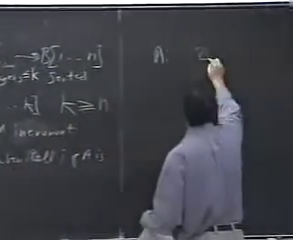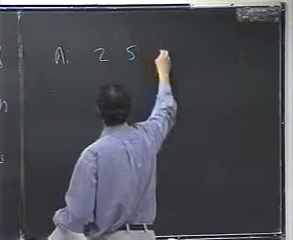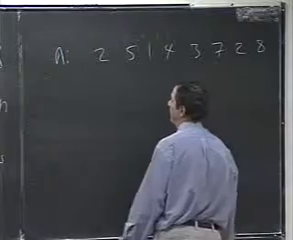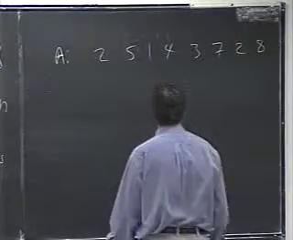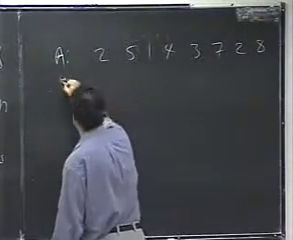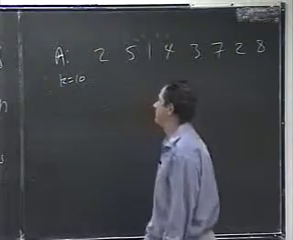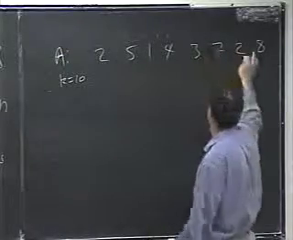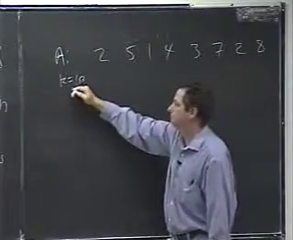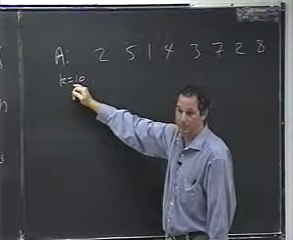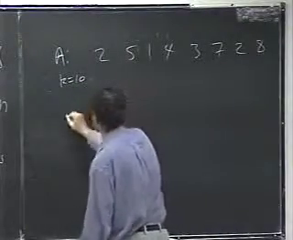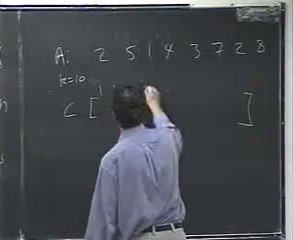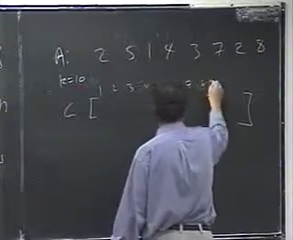All right, so let's just take some example here: 2, 5, 1, 4, 3, 7, 2, 8. And k, let's say, is equal to 10. It's some number which is greater than or equal to n, and the largest number here is less than or equal to k. All right. So all we're doing in C, positions 1, 2, 3, 4, 5, 6, 7, 8, 9, 10.